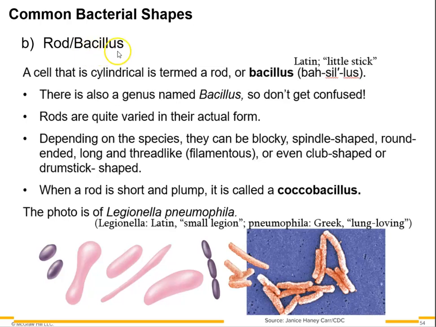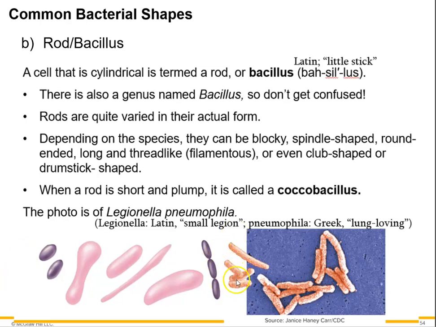Next, you have the rod or the bacillus. So this is going to be a cell that is cylindrical. I want you to note there's also a genus named Bacillus, so don't get these confused. Lowercase b, bacillus, is talking about the shape. Capital B, italicized Bacillus, is talking about the genus. Rods are going to be varied in their actual form. Depending on the species, they're going to be blocky, spindle-shaped, round-ended, drumstick-like, long and thread-like, club-shaped, etc. When the rod is short and plump, we call it a coccobacillus.